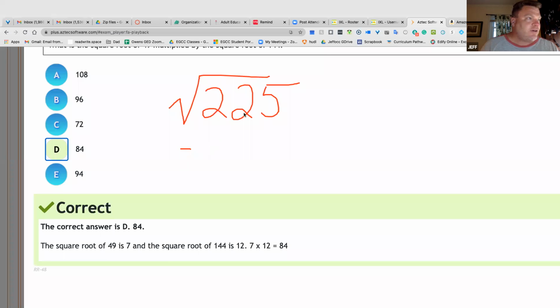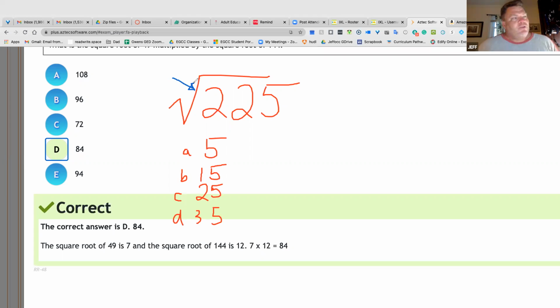So let's say they gave us 5 and 15 and 25 and 35. And that's A, B, C, and D, if they gave us that. So I'm even going to write my A and my B and my C and my D. If we know what this thing means, what number multiplied by itself gives you 225, here's a powerful feeling to have in the middle of the test.